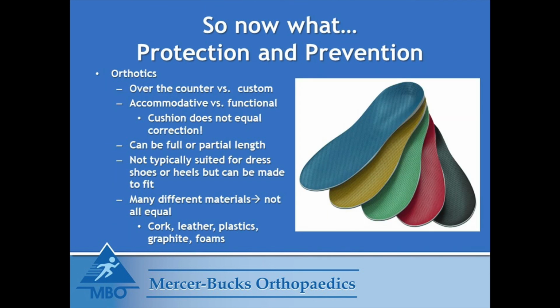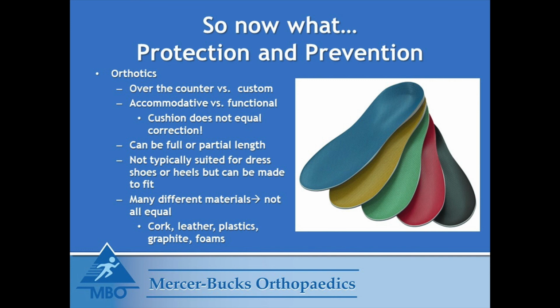So orthotics, I included this picture because you can see there's so many different types of orthotics out there. There's so many different materials that they're made out of. You can get an over-the-counter versus a custom orthotic. There are two words you may hear if you ever look into orthotics, if you saw an orthotic specialist, an orthotist, and that's accommodative and functional. An accommodative orthotic is something that's accommodating. It's giving, it's decreasing some pressure, it's giving extra cushion, versus a functional orthotic is giving correction.